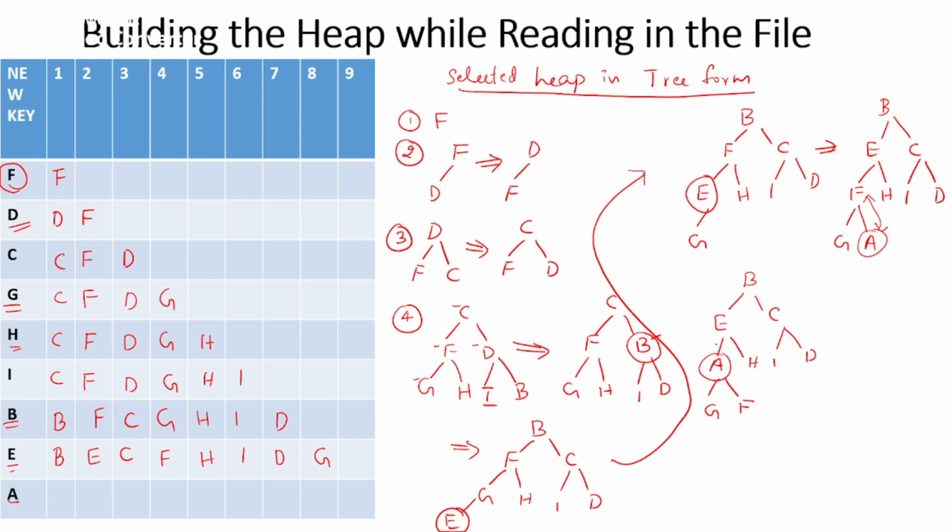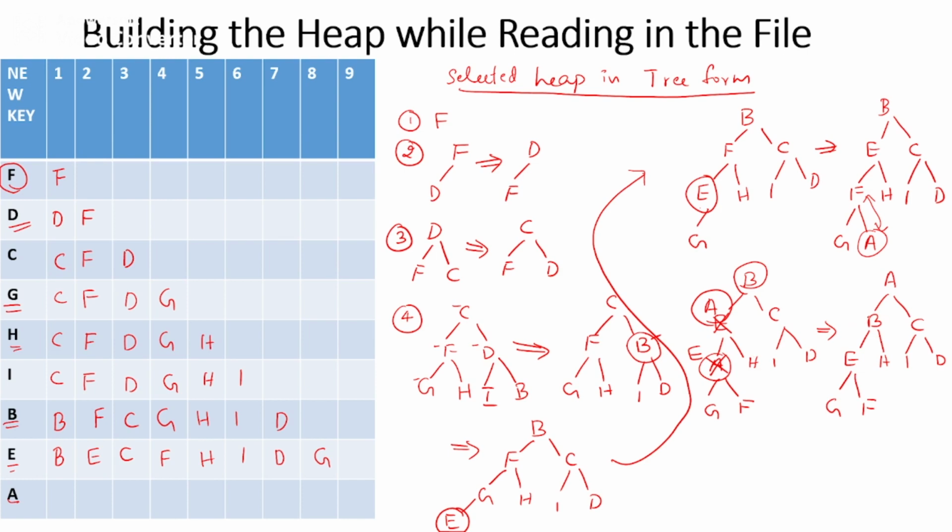Again compare A and E. A is smaller. A will go here, and here you will get E, and here you will get A. Again consider A and B. A is smaller, so that will get swapped. So your tree will be A, here B, here you will get C, then you will get E and H, you will get I and D, then you will get G and F, right?